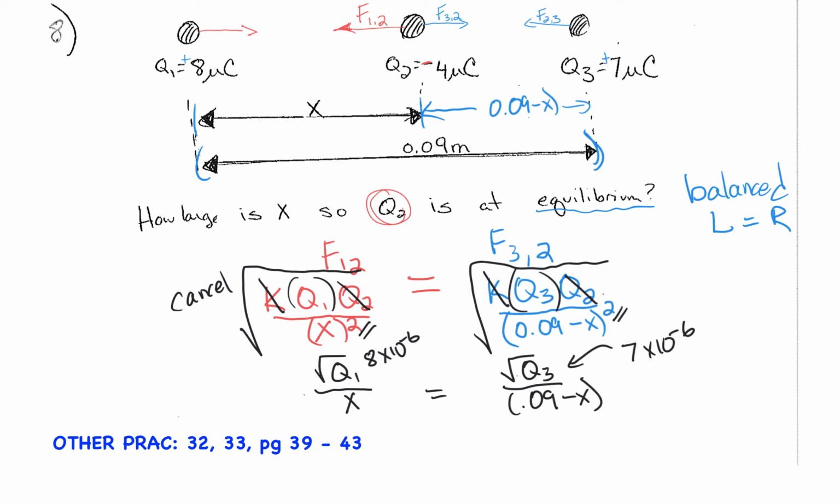But from the standpoint of how to set up an unknown x position, step 1 is draw the free body diagram right here. Then set the forces equal to each other. Write out your expression for how you would find F1 on 2 and F3 on 2. Cancel, square root, and then it's algebra from there on out. I know that everyone's got different skills, but I bet with careful manipulation, you'll get it all right.